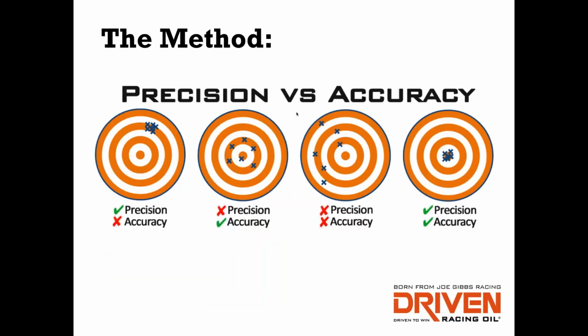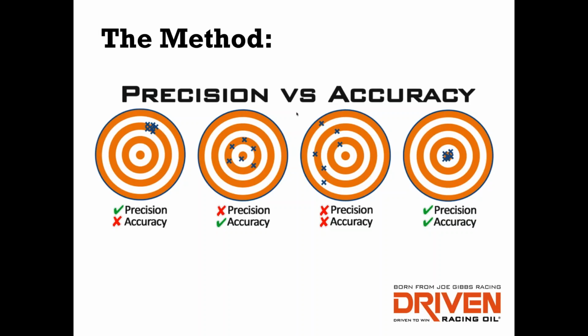The next thing is the method. So you've got your goal. We're going to collect data, reliable, repeatable data, and we're making a commitment long-term. Well, the next thing is we have to understand the difference between precision and accuracy. I think this is a really great little visual example.